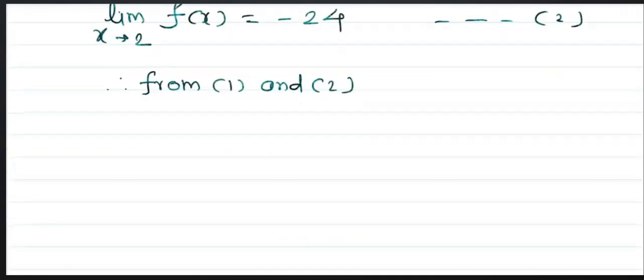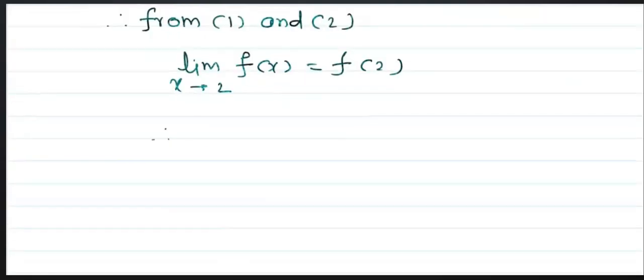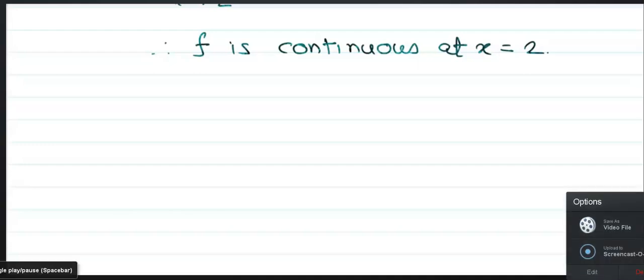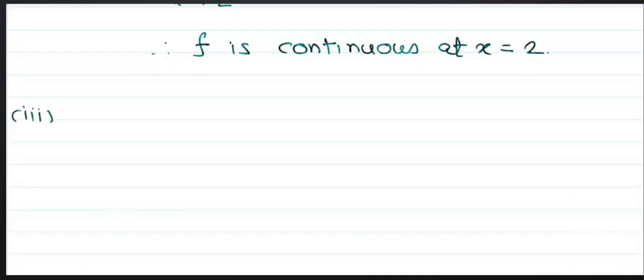Therefore from 1 and 2, limit x tends to 2, f of x is equal to f of 2. Therefore f is continuous at x is equal to 2. That is the value of the function is equal to the limit of the function. Now next, number 3.